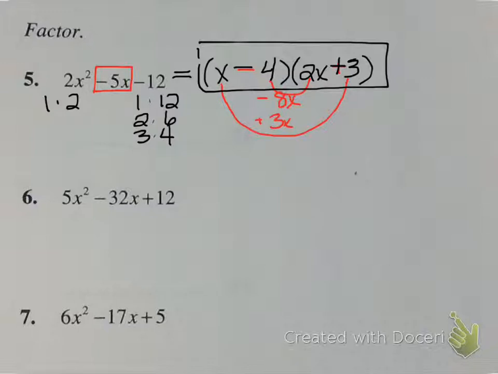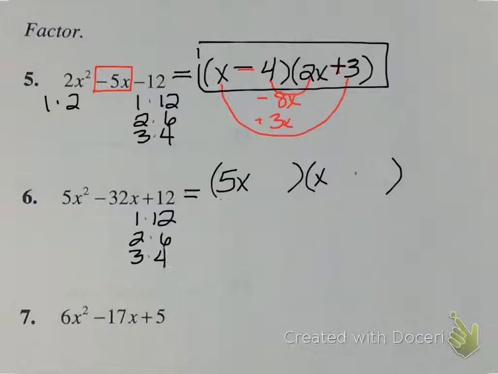So let's try this next one: 5x squared minus 32x plus 12. Again, there's not a GCF, so I'm not going to worry about that. I'm going to go ahead and pencil in my parentheses. There's only one way to get 5x squared because it's prime, so that's 5x times x. Again, for 12, we have 1 times 12, 2 times 6, and 3 times 4. Again, I like to always try the factor pair closest together, so the 3 and the 4. Let's try 3 and 4.